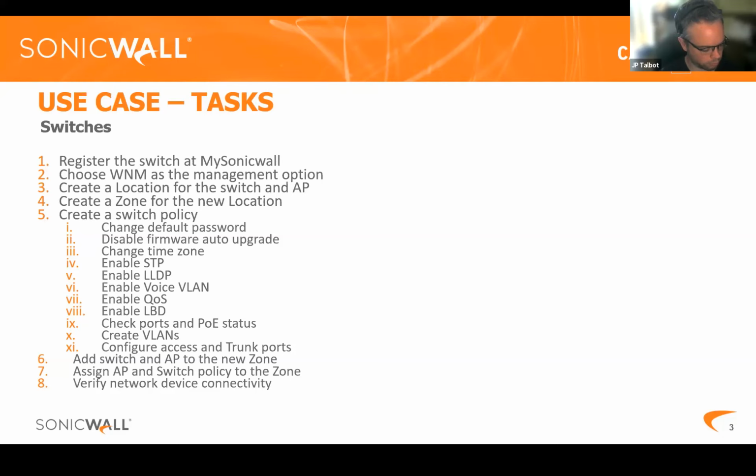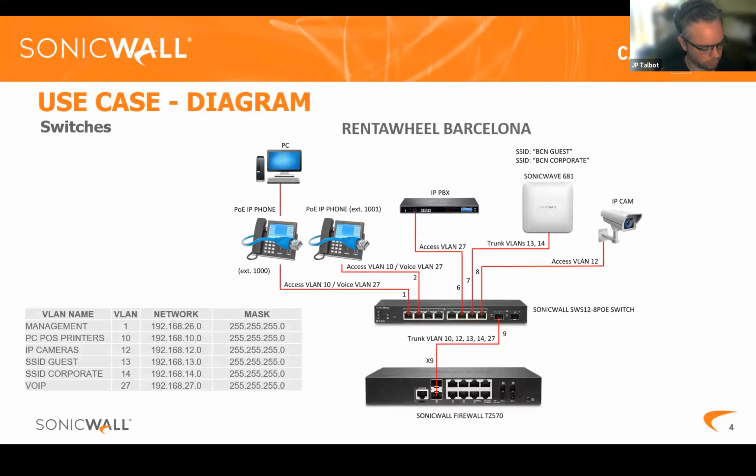After setting up the switch policy, we will add it to the zone we have previously created. We will add the switch and the access point to the zone. And last but not least, we will verify network device connectivity. To get a better idea of the network topology we are trying to build, this is a physical representation of the network for the Barcelona office.